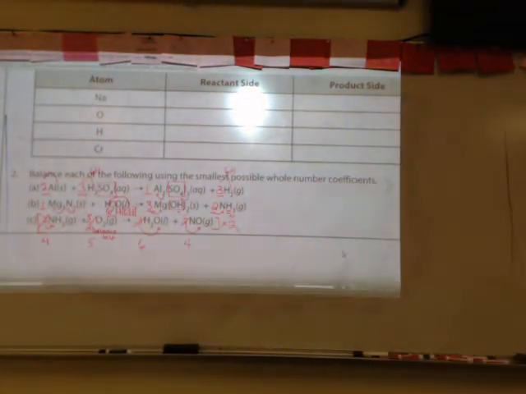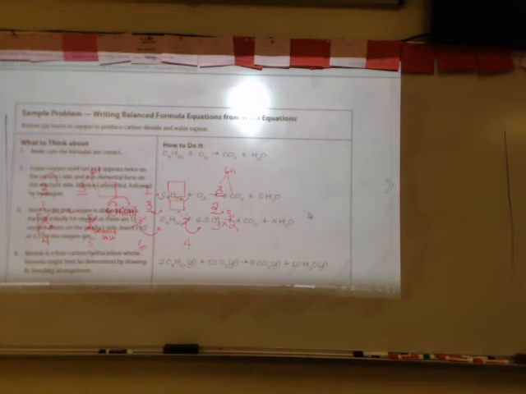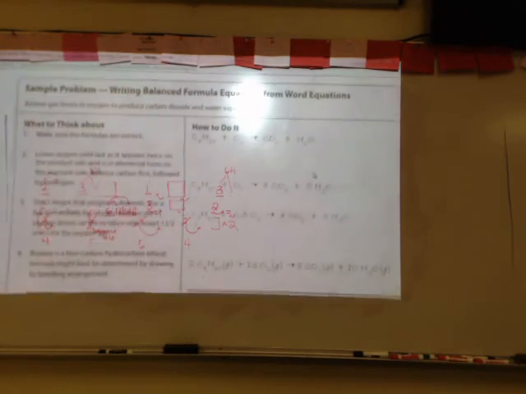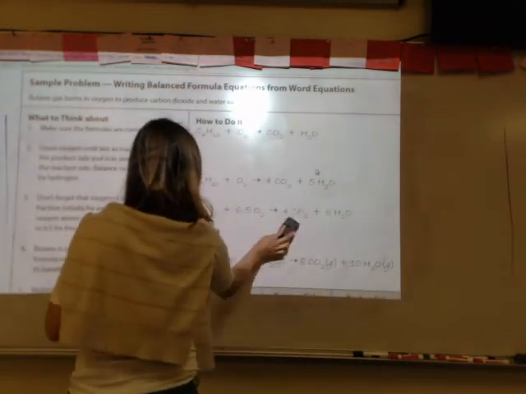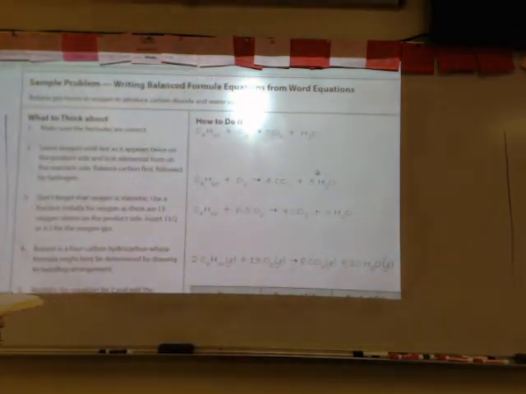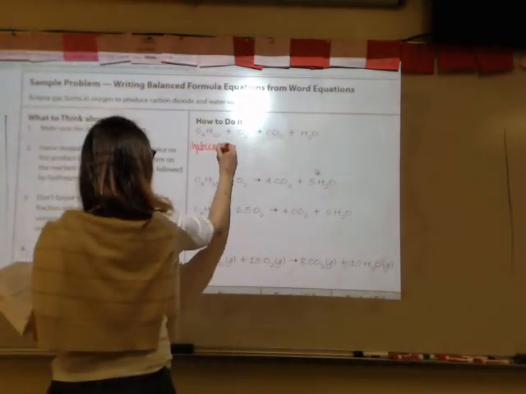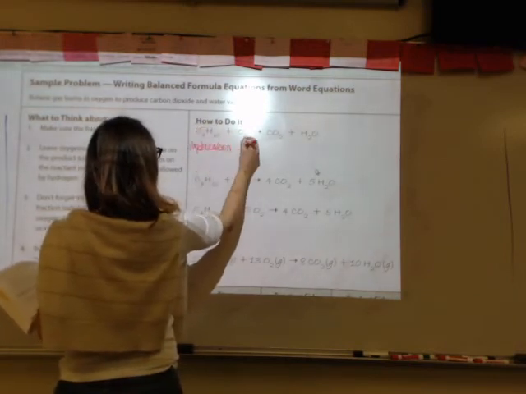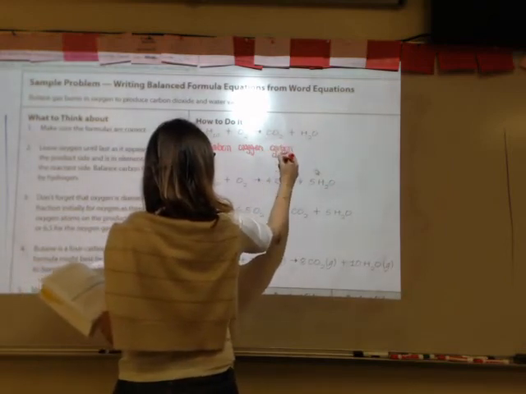Let's take a look at the next page. Let's look at this sample problem. Here we have butane, which is a hydrocarbon, burning in oxygen to produce carbon dioxide and water. The formula for butane is C4H10. So this is a combustion reaction. This is your hydrocarbon, which will always be given to you, and then it will always react with pure oxygen to give you carbon dioxide and water.